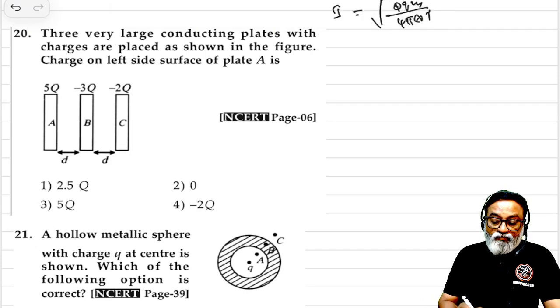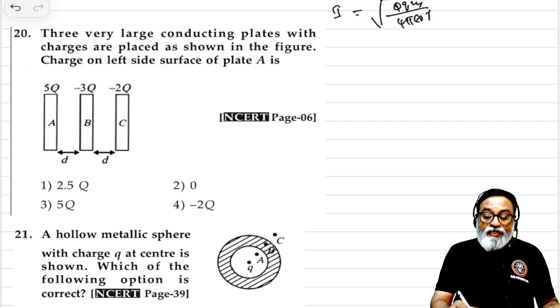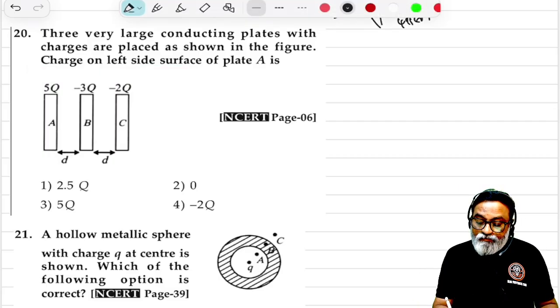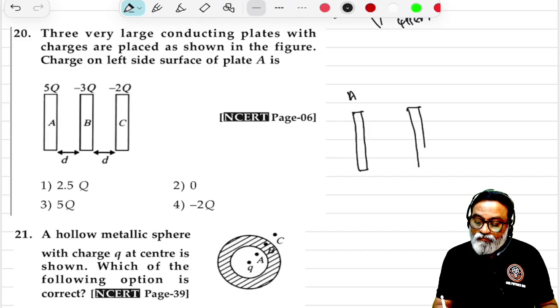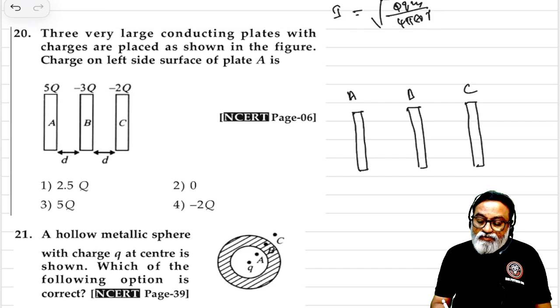Next, three very large conducting plates with charges are placed as shown in the figure. Find the charge on the left side surface of plate A. See here, this is the plate A, this is the plate B, and this is the plate C. See here the extreme faces.